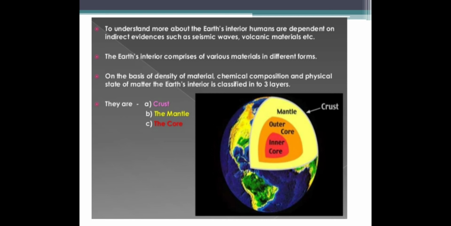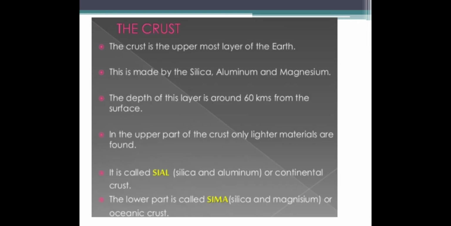Now let us see what is this crust. The crust is the uppermost layer of the earth. This is made of silica, aluminium and magnesium. Silica is the sand, it comes in crystalline form. The depth of this layer is around 60 kilometers from the surface. So from the surface, 60 kilometers is the crust, and in the upper part of the crust only lighter materials are found.